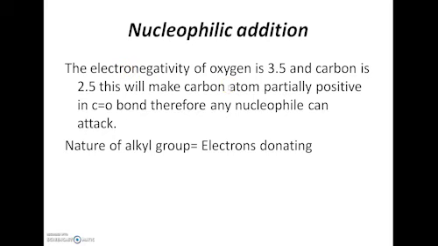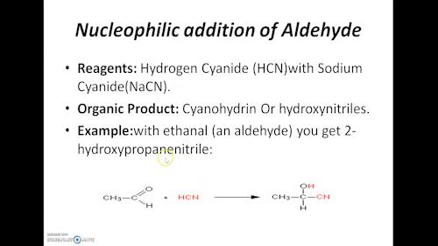How does the carbon become positive? As you all know, the electronegativity of oxygen is 3.5 and carbon is 2.5. This makes the carbon atom partially positive in the C double bond O bond. Therefore, any nucleophile can attack. The nature of an alkyl group is electron donating. So, the more electron donating groups attached to the carbonyl carbon, the less positive the carbonyl carbon becomes. In aldehydes, the carbonyl carbon has one alkyl group, so more positive charge. Ketones have two alkyl groups, so this carbon has less positive charge.